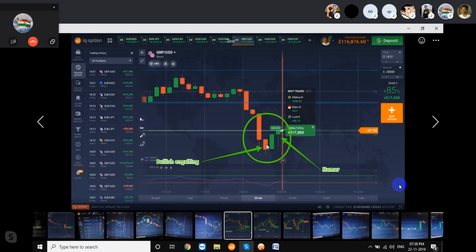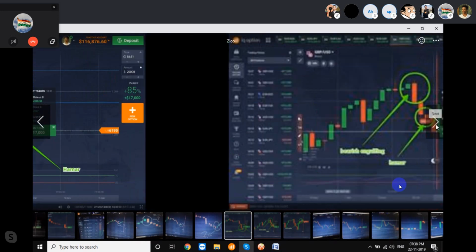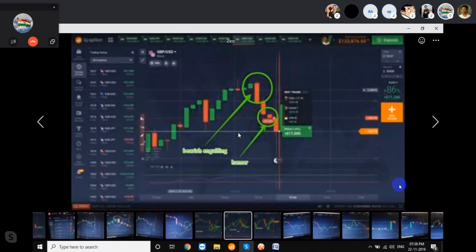If suppose you are considering this as a bullish engulfing, fine, you can place your trade on this. But again, see, hammer is above. This is a resistance. Sorry, it is a support level. So it is much more far away from here to here. Getting my point? Yeah. Good.